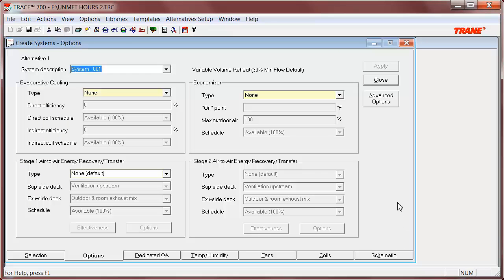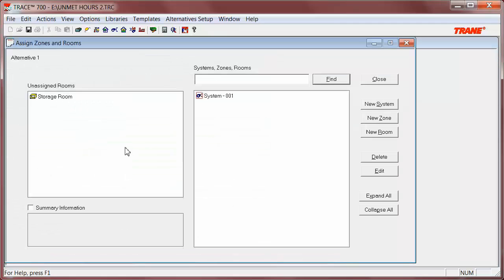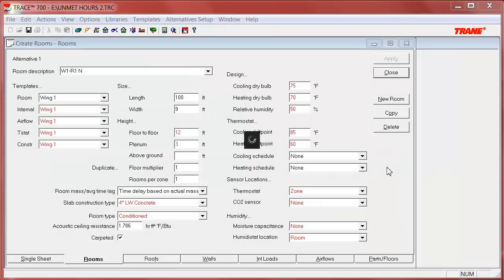Proper thermal zoning of spaces and properly modeling thermostat location is vital to proper building simulation. Ensure that spaces have been properly zoned per design documents and have been entered correctly in the Assign Rooms to Systems section. For more information about proper thermal zoning, please view our video on Assign Rooms to Systems.